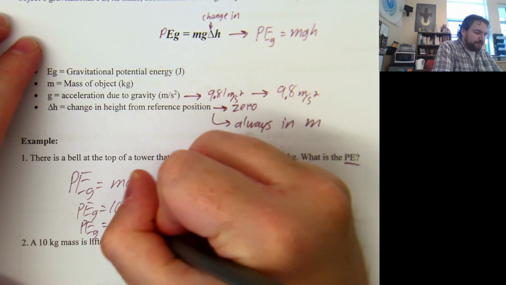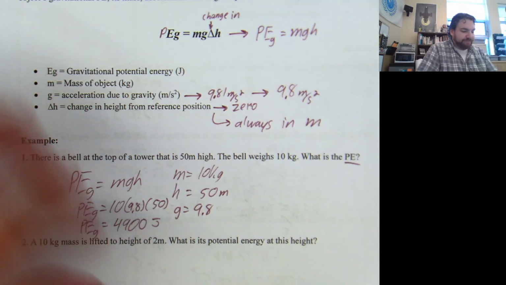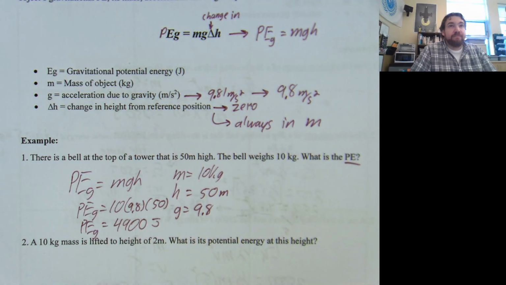4,900 joules. This is not an overly difficult calculation to do. You take your values, plug them in, and away you're going to go. Okay.